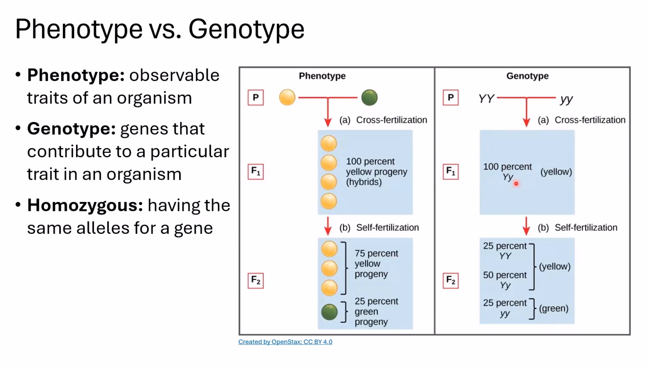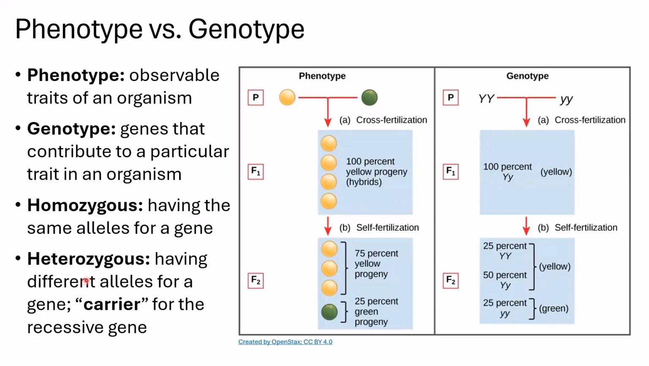Having 2 different alleles for a gene makes the offspring heterozygous. They can also be considered carriers for the recessive genes. We can see that even though they have one dominant allele and one recessive allele, and therefore a different genotype from the dominant parent, the phenotype is the same as the dominant parent's phenotype.